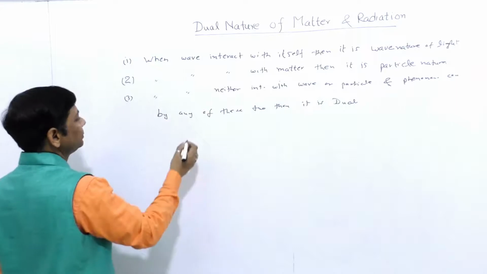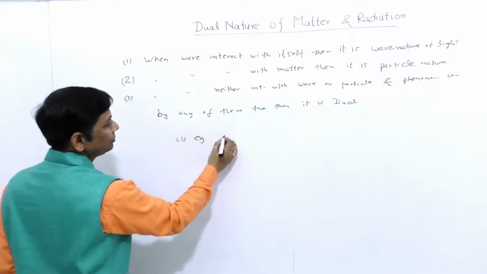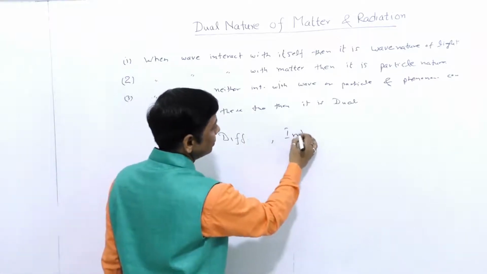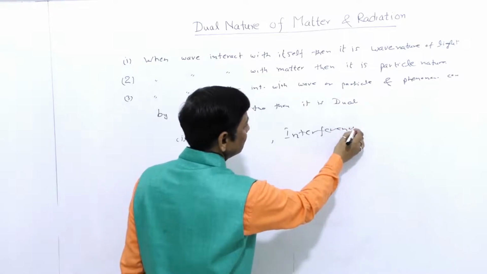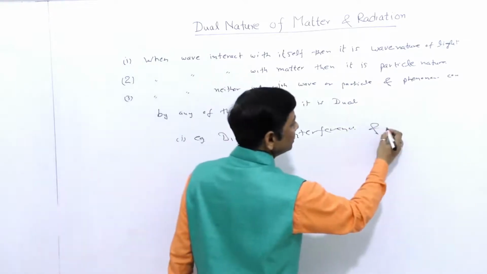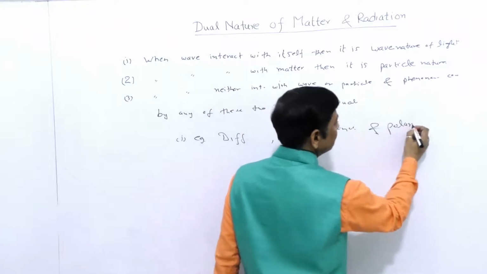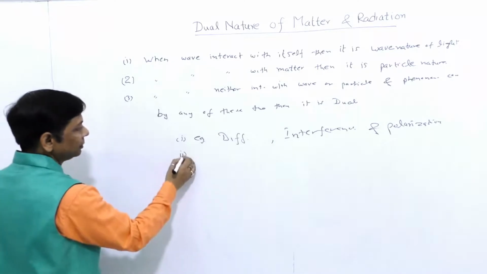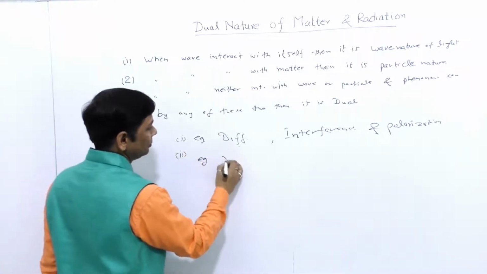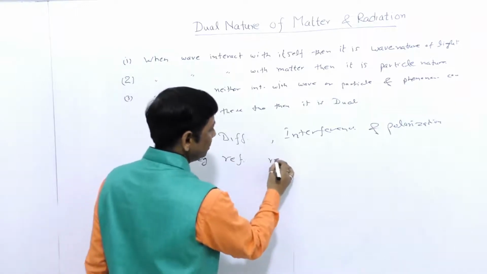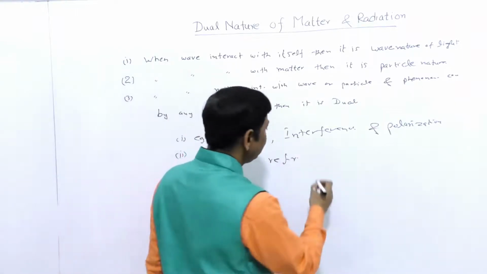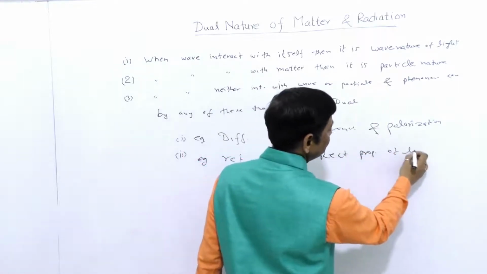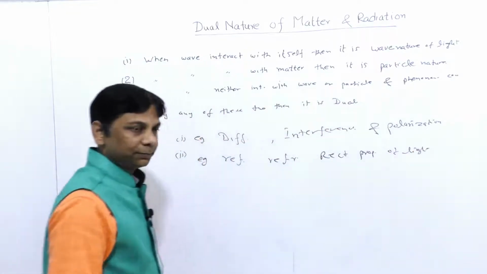Examples for the first: diffraction, interference, and polarization. For the second, these are reflection, refraction, and rectilinear propagation of light. Okay?